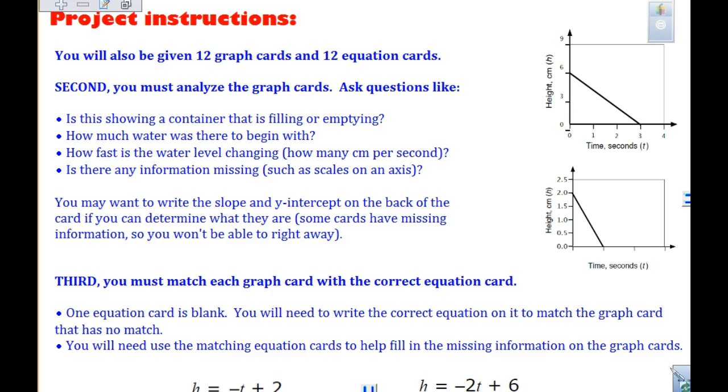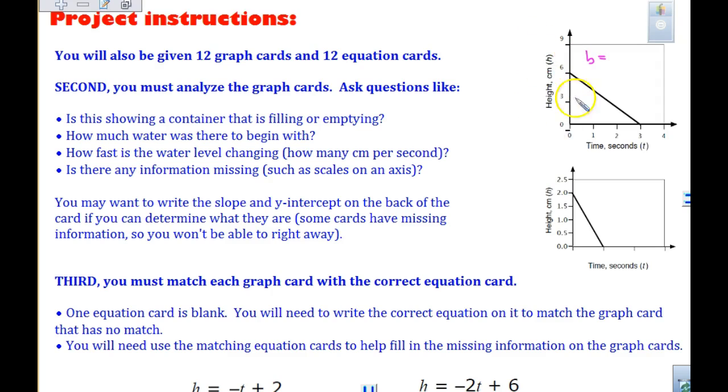Is it showing the container filling or emptying? How much water was there to begin with? How fast is the water level changing? That's talking about our rate of change, centimeters per second. And what information is missing, like on the scale? So I'm going to give you some information on your cards, but this one, what is our B value?